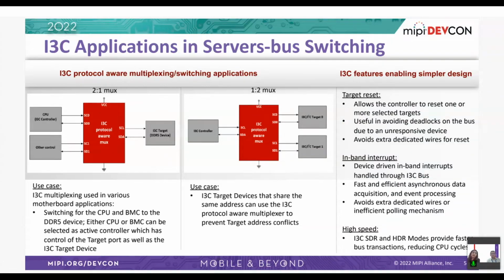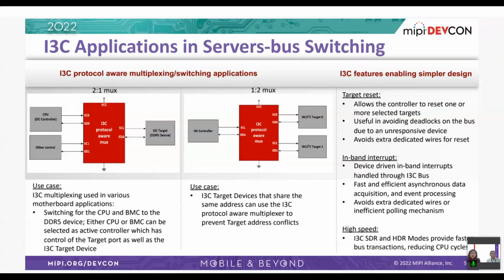The first application we are going to talk about is server bus switching. So what's a switch? In these applications, a switch or a protocol-aware switch is basically a target device which is controlled by the I3C bus, and it fans out the input I3C signals to a number of downstream channels or pairs. On the left-hand side, for example, we see two controllers and one downstream target. This is a common application we see on the server side where an I3C MUX is used to communicate between a CPU and a baseboard management controller.